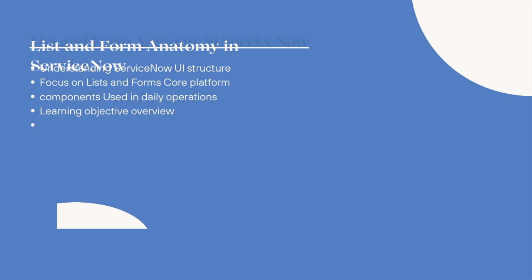We'll explore the core platform components that are used every day, such as the layout of lists and forms, and how they fit into the overall platform architecture. By the end of this section, you'll have a clear view of how lists and forms are structured, which will enhance your ability to customize and use ServiceNow effectively in your daily operations. This understanding is key to mastering the platform and improving your workflow.